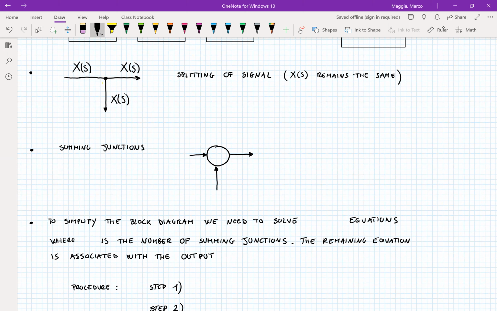You just have an algebraic sum of the signals going in. So you see that the signals are also characterized by functions in the S domain. So for instance, A of S is fed into the summing junction with a plus, and then we have B of S with a minus. This is just arbitrary. And the result is the signal C of S. So C of S is A minus B.